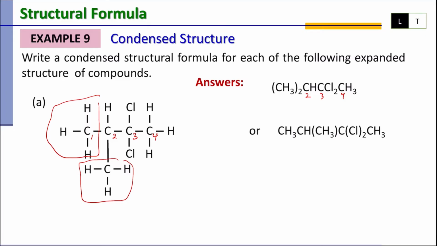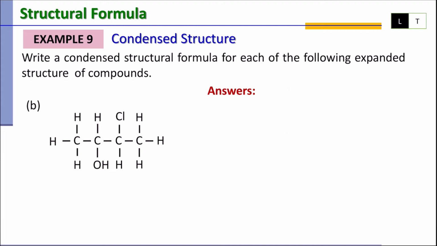Next, saya ada another way di mana saya tulis dalam satu line untuk semua carbon. So this is going to be 1, 2, and then at carbon 2 kita ada CH3, and then carbon 3 kita ada Cl dalam kurungan sebab ada 2 Cl. 1, 2 Cl dan berakhir dengan CH3. So ini adalah condensed structure untuk A.